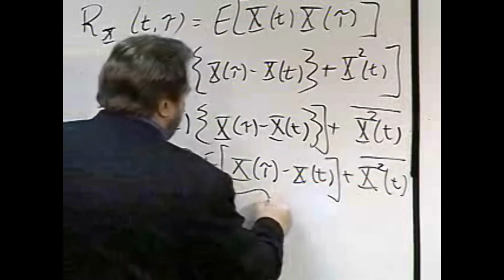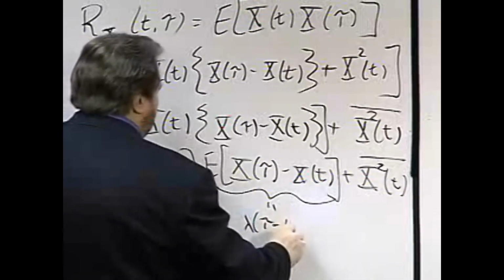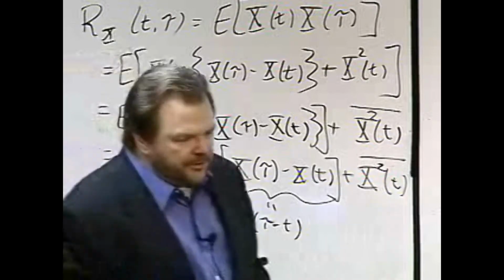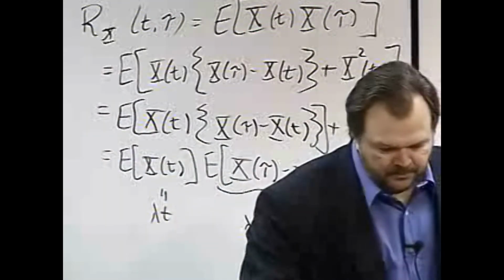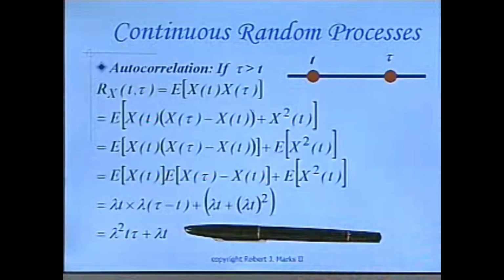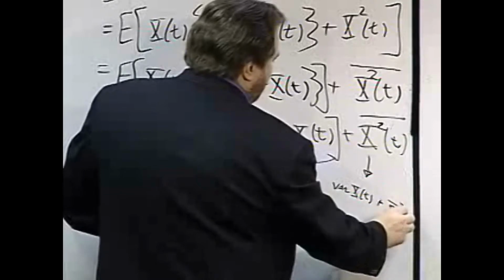What is this equal to? Lambda of tau minus t? That's the expected value of the number of points within that interval. And what is the last term equal to? Well, it's equal to the second moment. It's equal to the variance, plus the first moment squared, right?